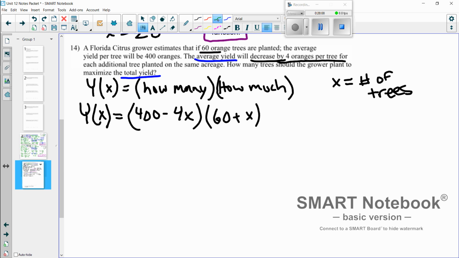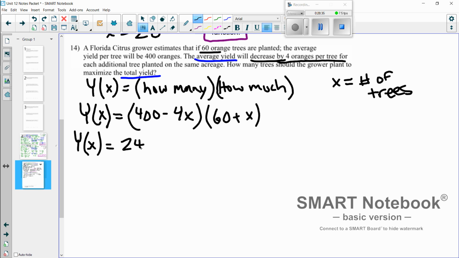This is oranges, right? And then how much? Well, that's the number of trees. So hopefully this one makes sense. Again, it's really similar, cost quantity. In this case, our cost is the number of oranges. But let's go further here. Again, same steps as before. We're just gonna distribute through here, and then we're gonna find the derivative when it's equal to 0.